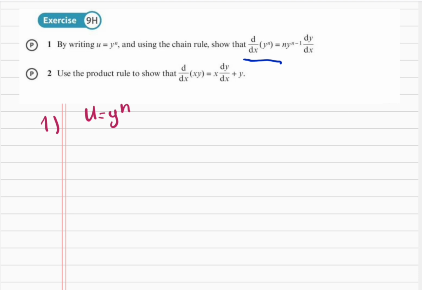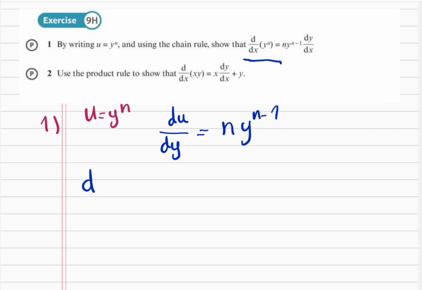Okay, we want to use the chain rule. For the first thing, let's find du dy. That's n times y to the power of n minus 1. This is just the usual differentiation. Here the objective is starting from the left hand side and getting to the right hand side. That's usually how we do proofs: we choose one side and we try to get to the other side.